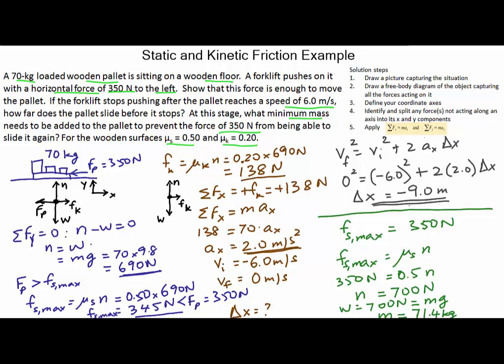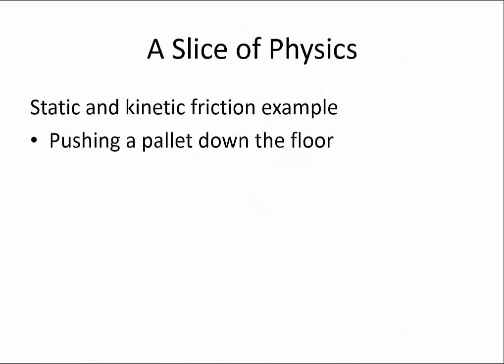And the final question we're being asked for is what is the minimum mass that needs to be added. So if this has to be the total mass and I started with 70 kilograms, the minimum mass I need to add would simply equal 71.4 minus 70.0, which will give me 1.4 kilograms. So if I simply add just 1.4 kilograms, static friction will grow to a value that's enough to prevent the 350 Newton force from moving the pallet.